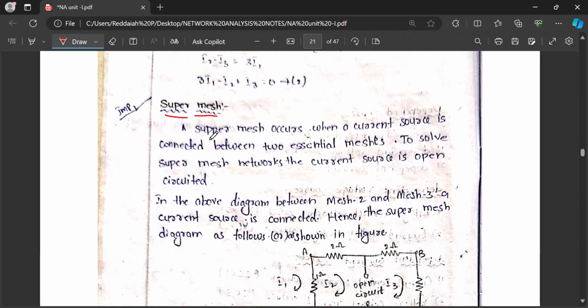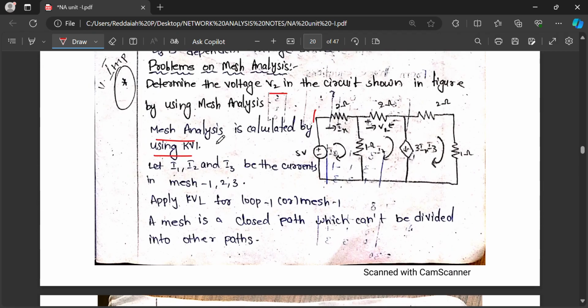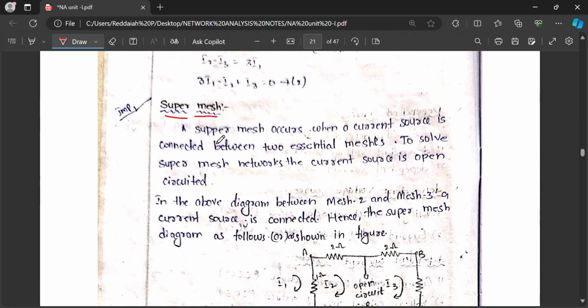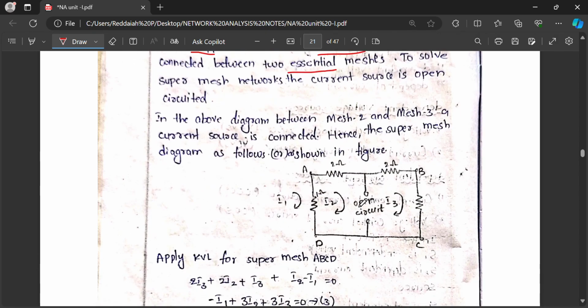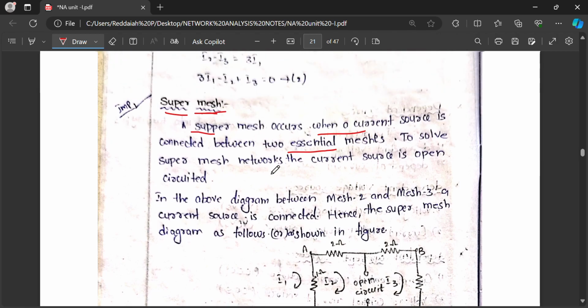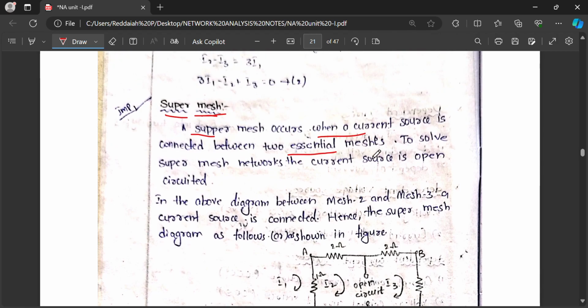Now, what is a super mesh? Define super mesh also. A mesh means a loop which cannot be further divided. What is a super mesh? A super mesh occurs when a current source is connected between two essential meshes. Between two meshes, if a current source is there, that is called a super mesh.